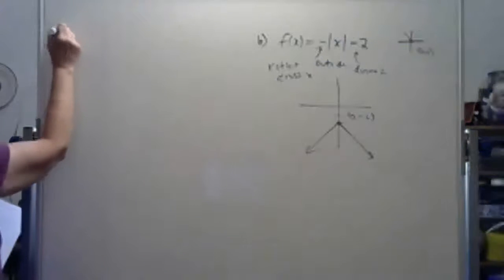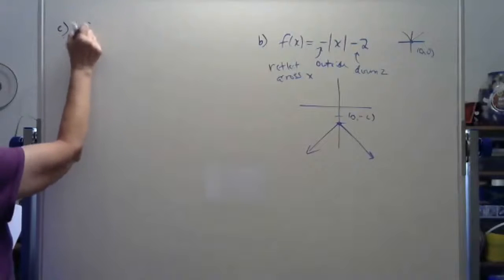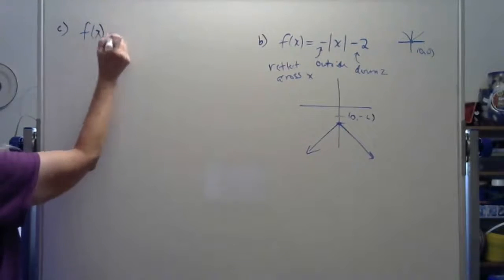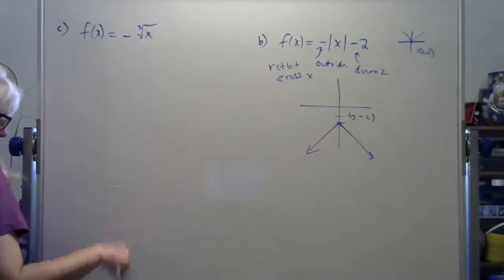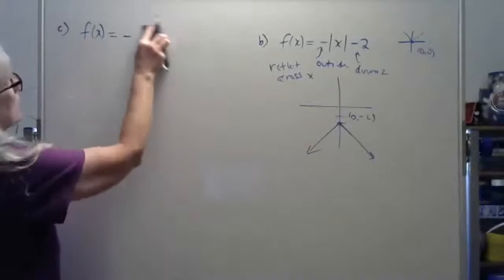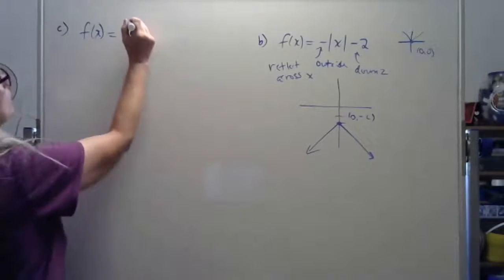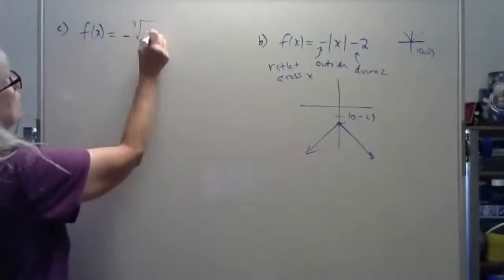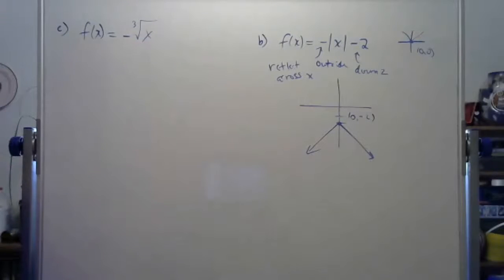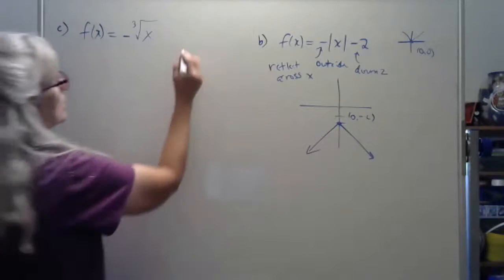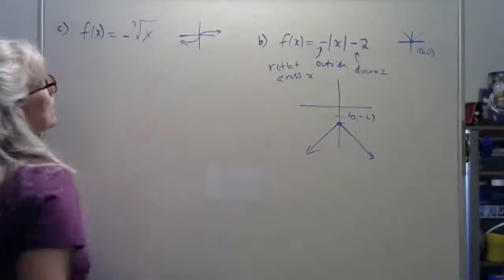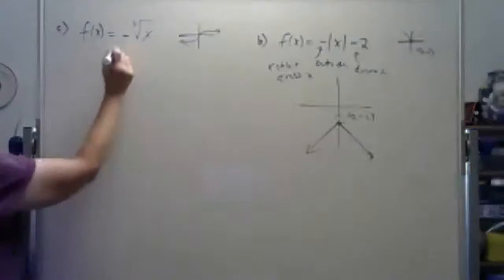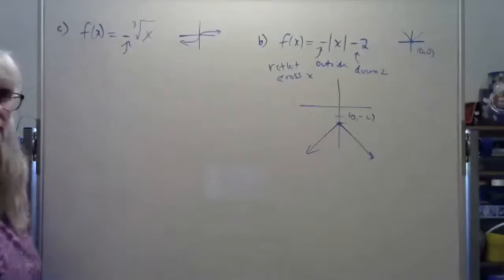Okay, so part C, let's do f of x is equal to a negative cube root of x. So that's a negative and that's a cube root. It may not look like it, but it is cube root of x. There we go. So the cube root is the sideways S. So it normally looks like that. What's the only thing we're doing to it? What is this negative going to do? Is it inside or out?